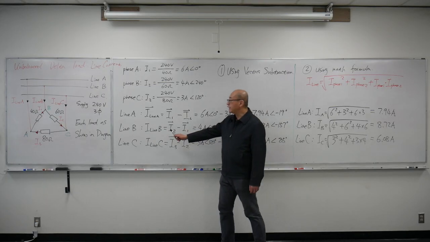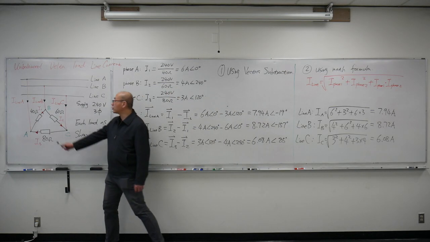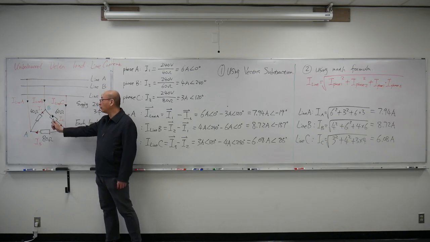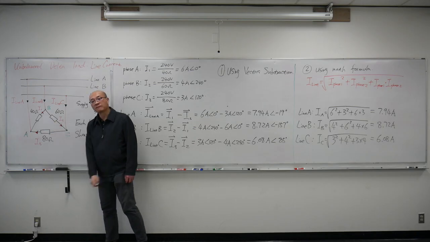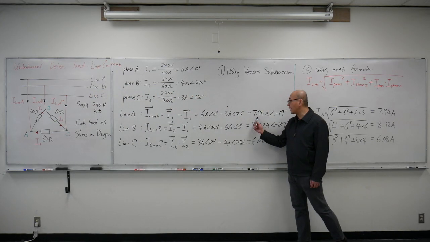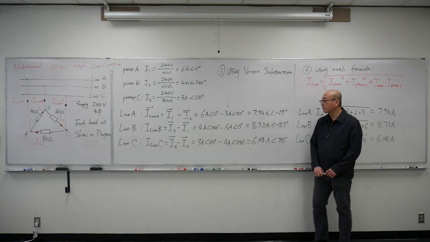I can do the same thing for line B and line C, just looking at each junction, which current goes into the junction and which current comes out of the junction. By using vector subtraction, I can find all my 3 line currents by subtracting 2 phase currents.